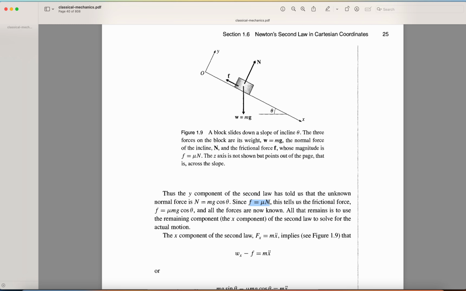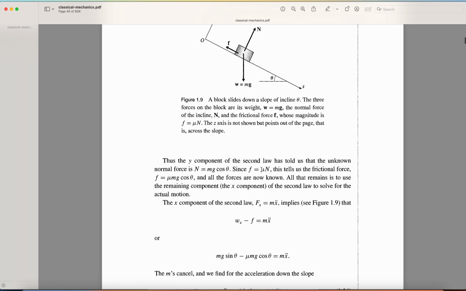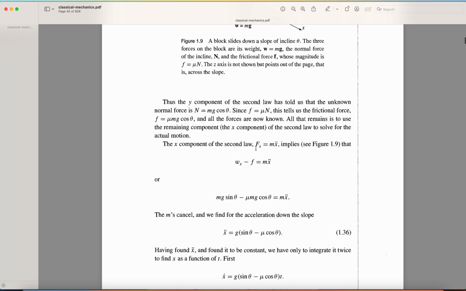Okay, so F is mu, and I don't know any of this. I think I probably remembered this at some point in my life, like maybe 8-9 years ago. Yeah, friction force is the friction coefficient times the normal force. Then you get the x component finally. Okay, getting into the x component.